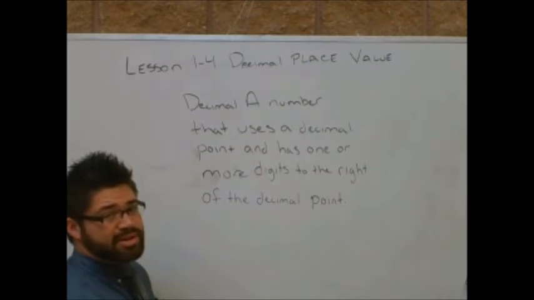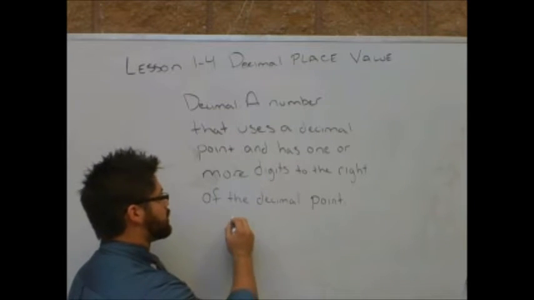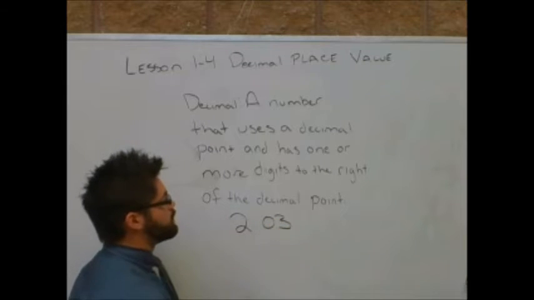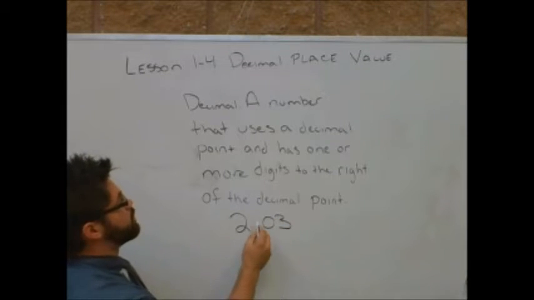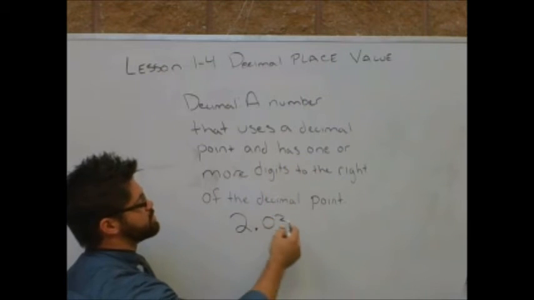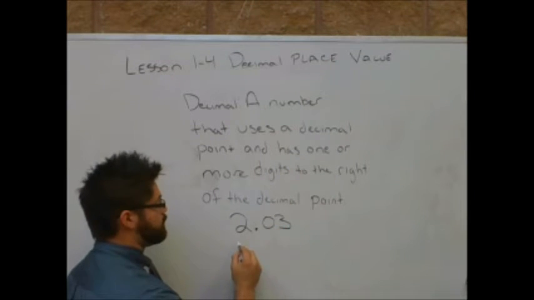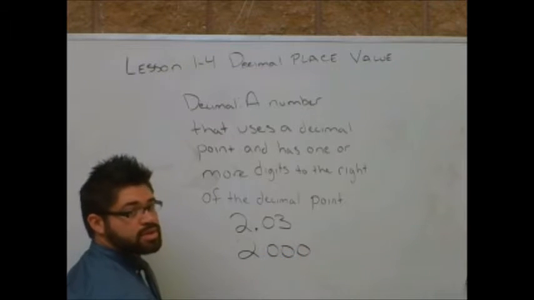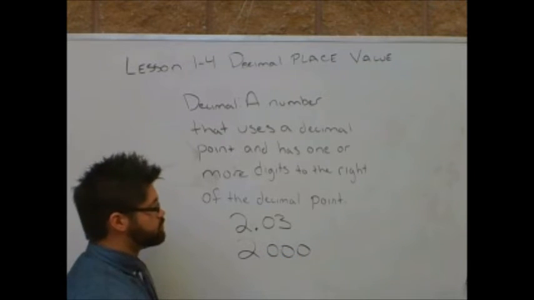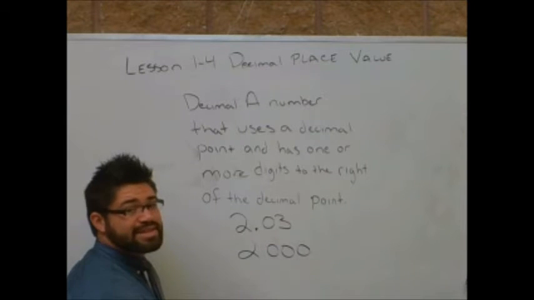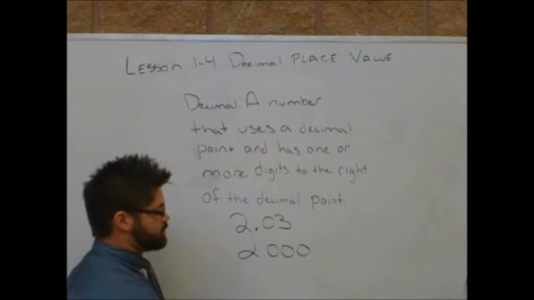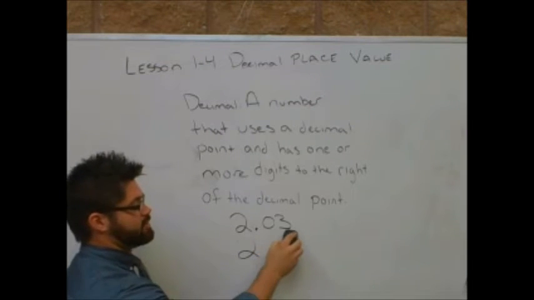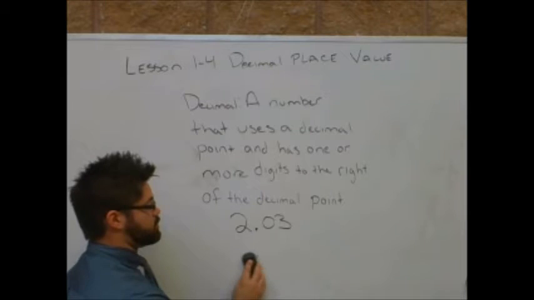I'm going to give you an example of what that looks like. If we write 2.03, we use this decimal point, and we have one or more digits to the right of the decimal point. If I write the number 2, and I just want to throw in some zeros, is that going to technically be a decimal? No, because we don't really have any digits to the right. We're just filling it in with zeros. So this is still just a whole number. But a decimal is anytime you have digits to the right of that decimal.